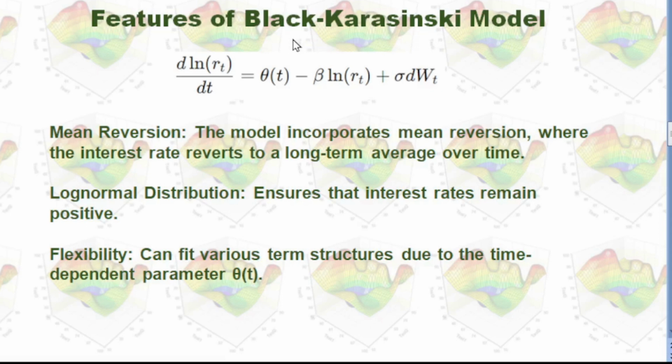Black-Karasinski model has the following features. The model incorporates mean reversion, where the interest rate reverts to a long-term average over time. So this is the same as the CIR model. And Black-Karasinski model ensures the interest rate remains positive. And the model can fit various term structures due to the time-dependent parameter theta_t.